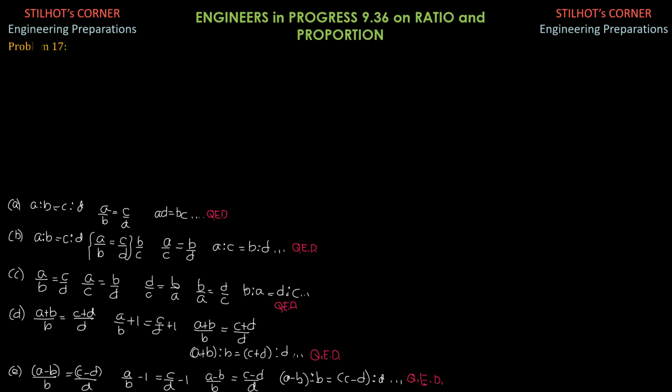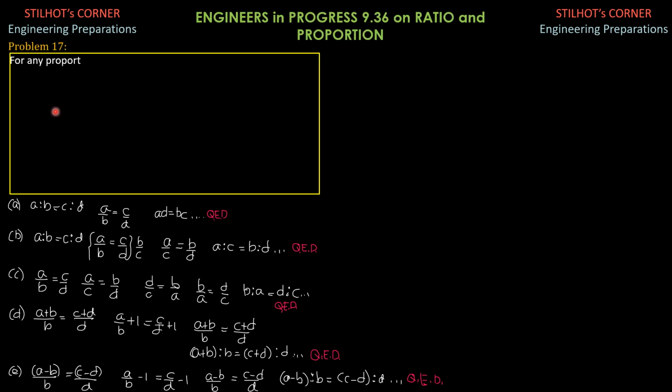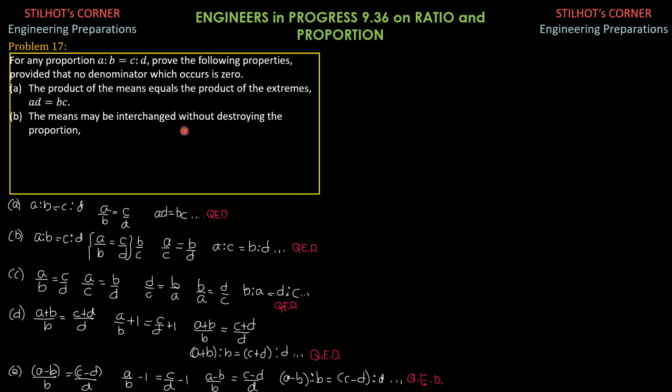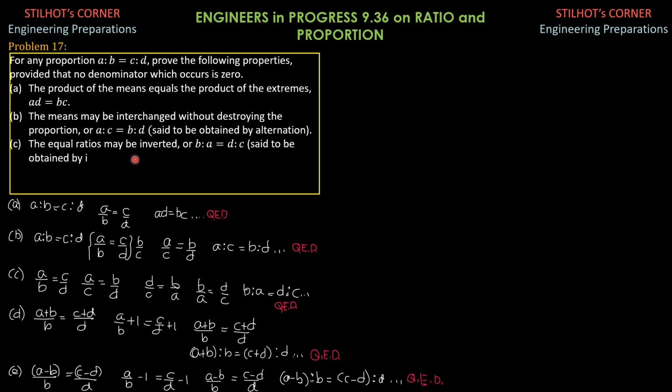Then problem 17. For any proportion a is to b equals c is to d, prove the following properties, provided that no denominator which occurs is 0, because division by 0 is undefined. So the product of the means equals the product of the extremes. So let's show that ad equals bc. The means may be interchanged without destroying the proportion, or a is to c equals b is to d, said to be obtained by alternation.